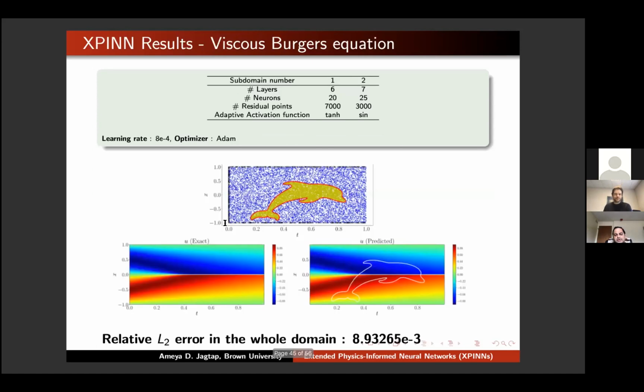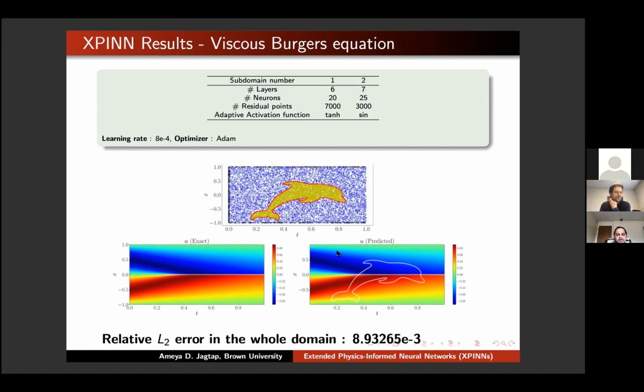So let's move on to our next case. So now this is again a viscous Burgers equation, which we discussed earlier. So now you can see the subdomains here. This is again an XT plot, and we are actually dividing the domain into two subdomains. So first one is a dolphin-shaped subdomain 2, and the outer subdomain 1 given by these blue points. Yeah, this is the exact solution, and this is the predicted solution. And that's the L2 error in the whole domain.